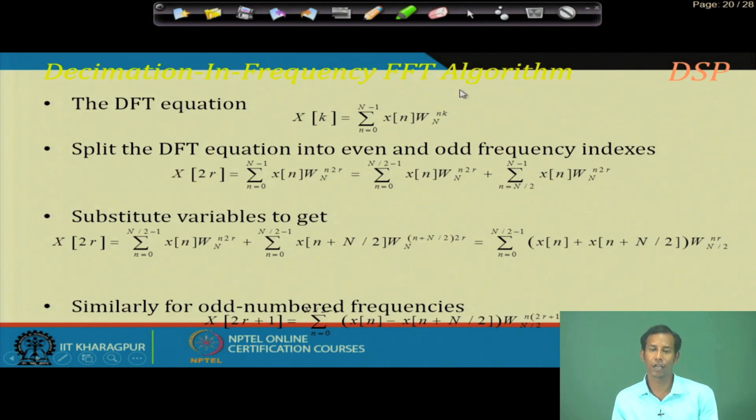So, this is the decimation in frequency FFT algorithm. This is the initial DFT equation. Now, if we split this DFT equation into even and odd frequency indices, then this particular equation can be written as a summation from n equals 0 to N/2 minus 1 of x(n) times W to the power n times 2r, where this is the even part and this is the odd part. That means the DFT has now been split into two, so that I can run them in parallel.